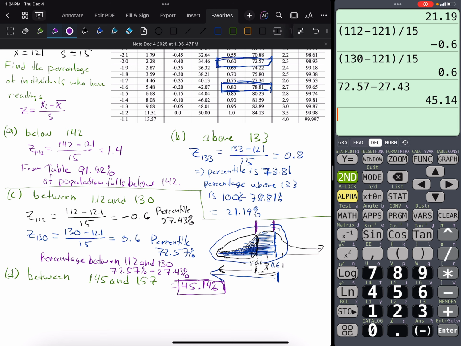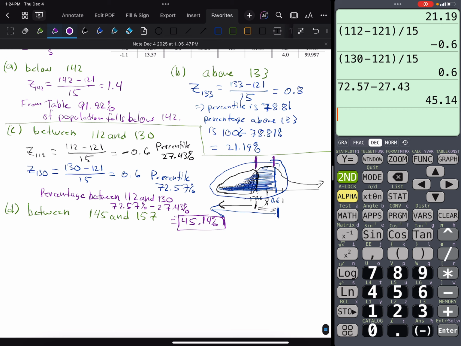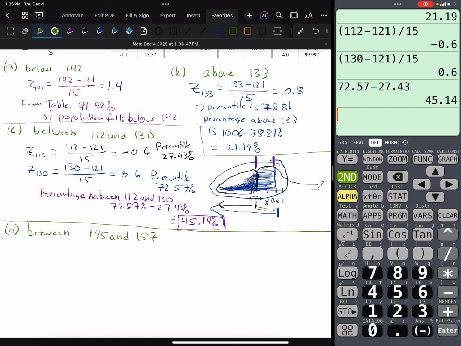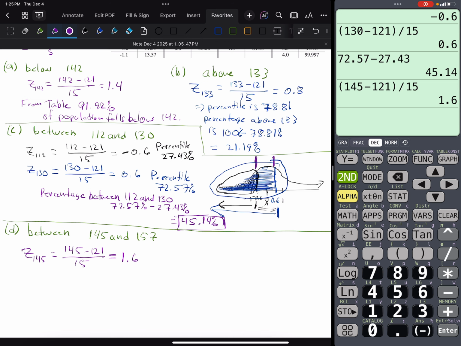Okay, let's try a very similar calculation, but with different numbers, just to see if doing this again can make it a little bit more reasonable to us. Let's bring that down, and I'll bring that down separately just because I need a little bit more space. Okay, let's also choose my colors a little bit better this time. So I'm going to do a z-score for 145, and that'll be 145 minus 121 divided by 15, and that'll give me 1.6. So 1.6 for my z-score.